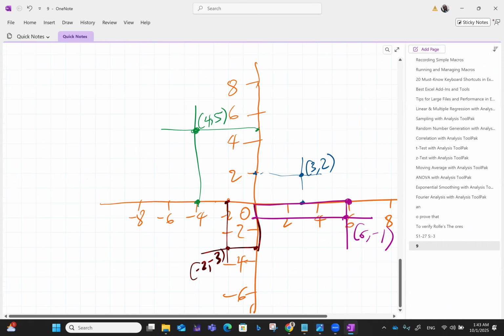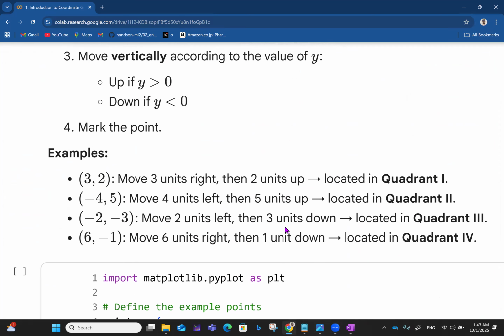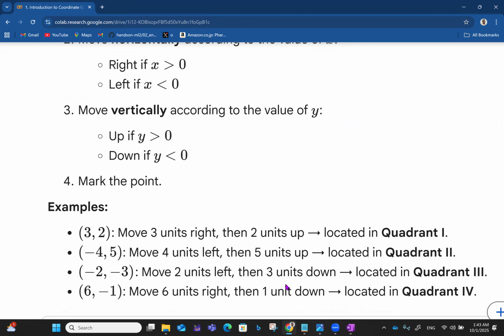Okay? All right. So these are the examples now. Move 6 units to the right, then 1 unit down.